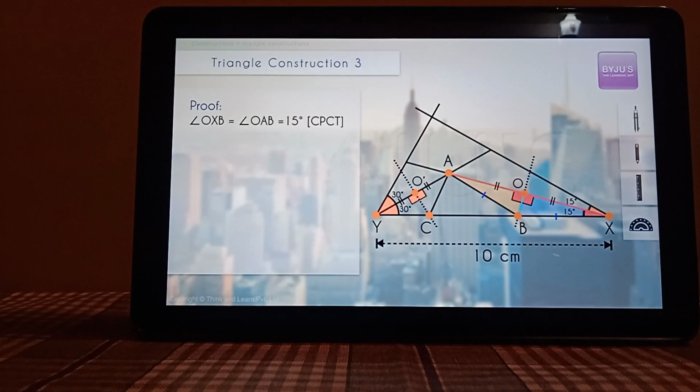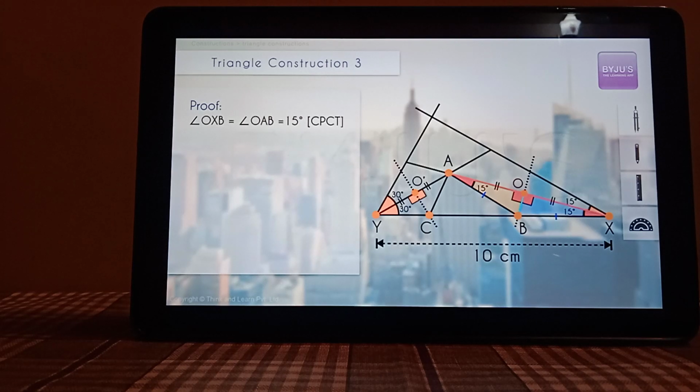Similarly, this angle will be equal to this angle. So if this is 15 degrees, this angle will also be 15 degrees. This angle will also be 15 degrees. Why is this important? Look at angle B of the triangle. We have to also prove that angle B is 30 degrees, right?